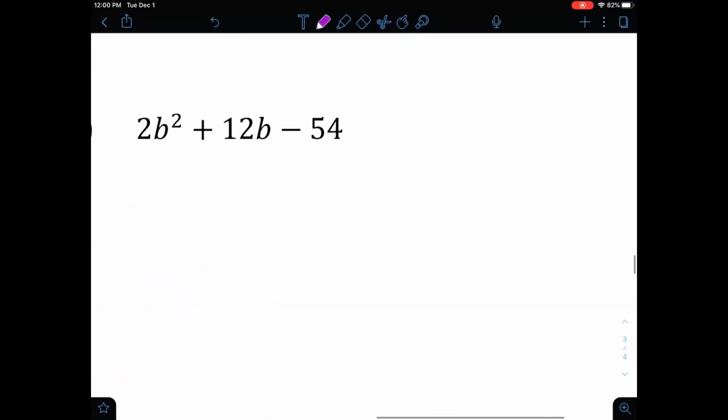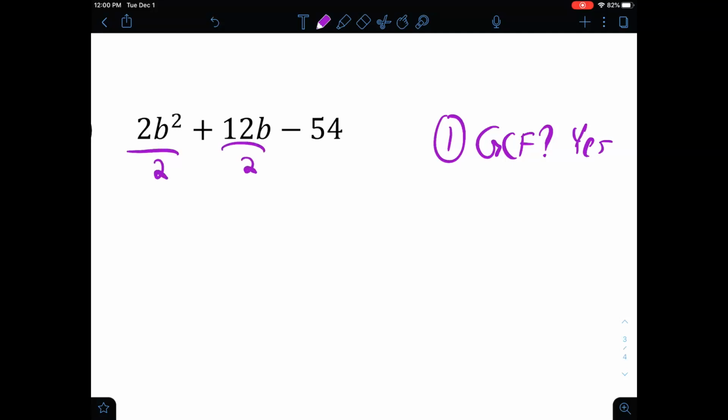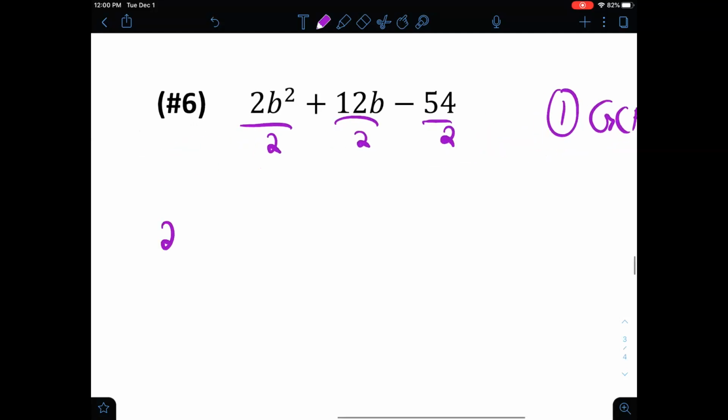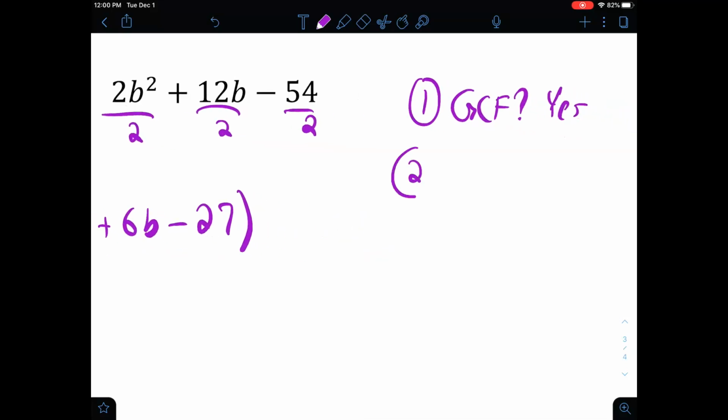All right, number 6. Got 3 more to go. Okay, go through this quickly. GCF. Yes, this one does have a GCF, which is 2. Divide them all by 2. We're going to get 2 times b squared plus 6b minus 27. Step 2 is terms, and that is 3.